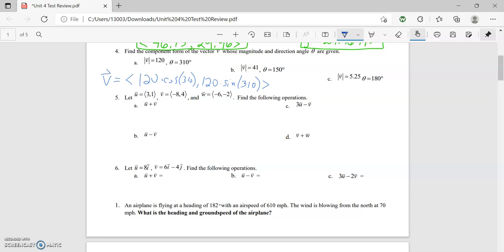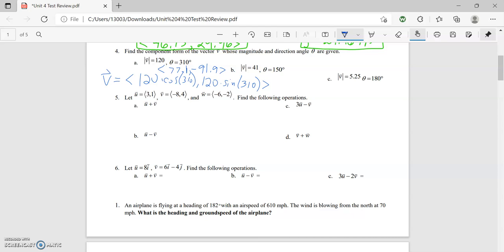I suppose I'll take that back for a half a second here. You can take 120 in your calculator times cosine of 310 degrees in degree mode, and you could get an approximation. That looks like 77.1 and negative 91.9. Okay, so B, same thing. You're taking 41 times cosine of 150 as your x component and 41 times sine of 150 as the y component.